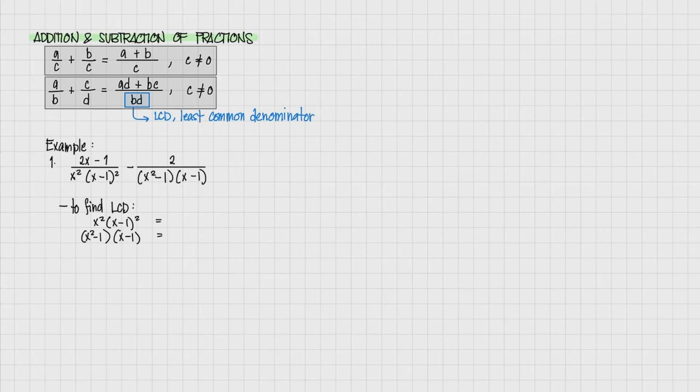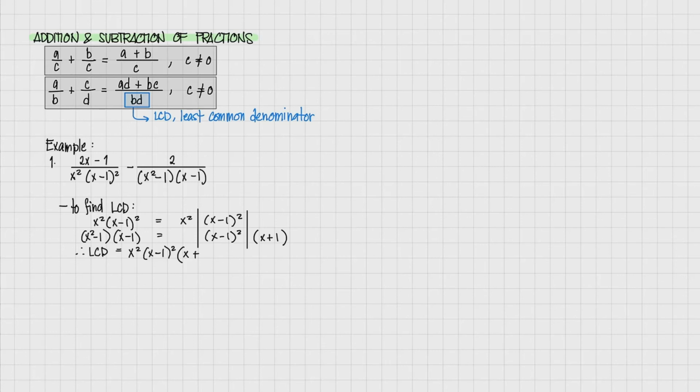So this one you have x squared. Then you have x minus 1 squared here. And then last, we have x plus 1. So the least common denominator, LCD, is equal to x squared times x minus 1 squared times x plus 1. So that's our least common denominator.